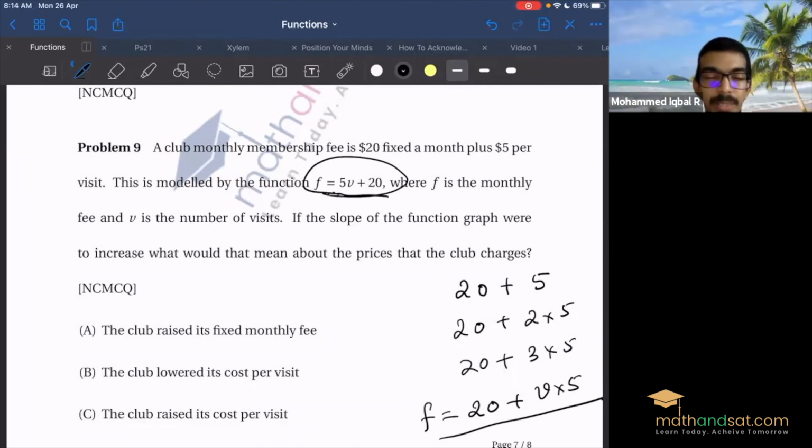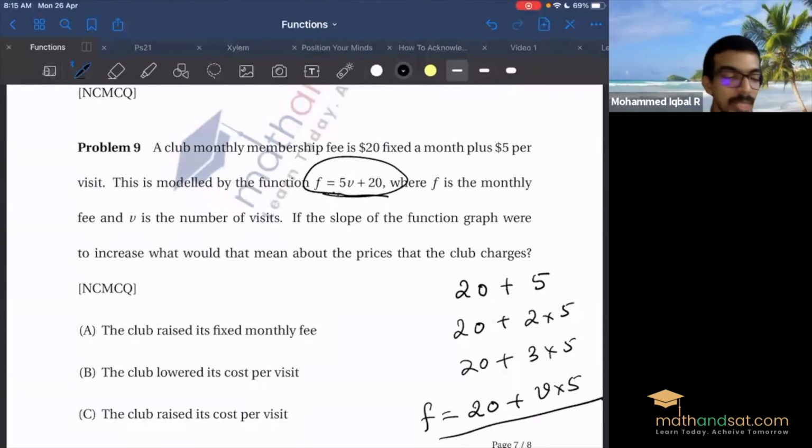If slope increases, what does that mean? The number 5 is getting increased. And 5 was nothing but the charge per visit. The amount you pay increases, but the significance of 5 was the cost per visit. It's not the fixed cost. It was the variable cost that you used to pay per visit. So this means that the club has increased its cost per visit, the per visit fee.